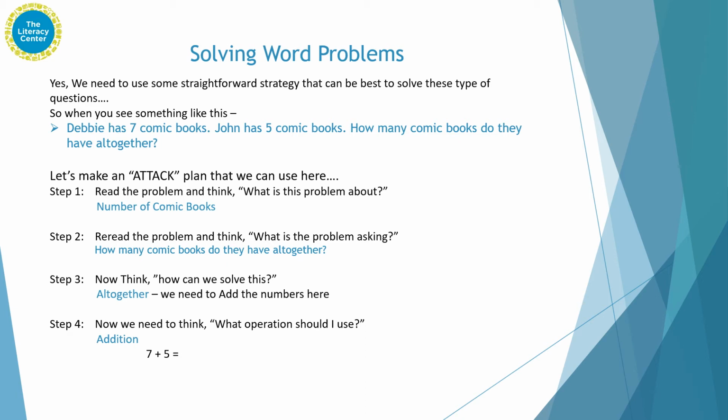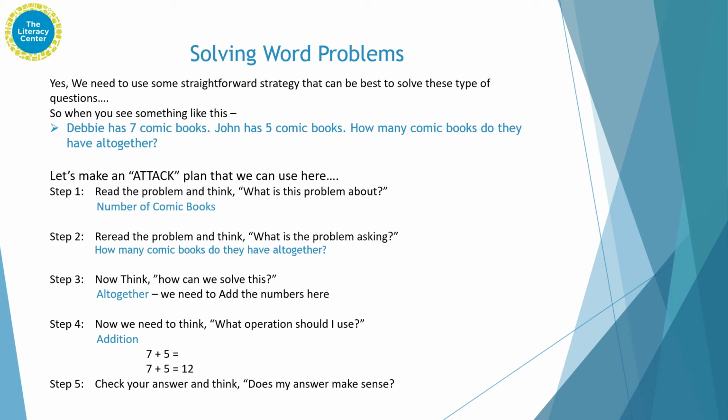So here, what are we going to do now? We are going to add 7 to 5. 7 plus 5, and that will be our answer. So when you add 7 and 5, you will get the number 12. 7 plus 5 is equal to 12. So 12 would be our answer.